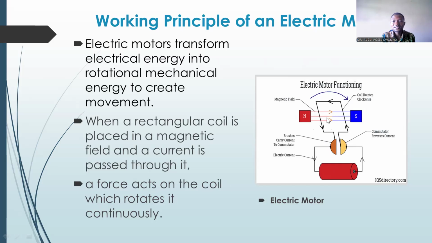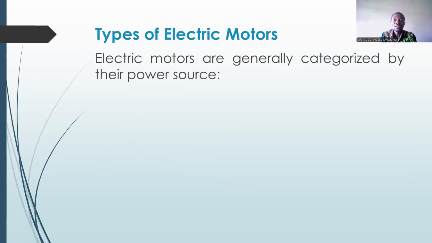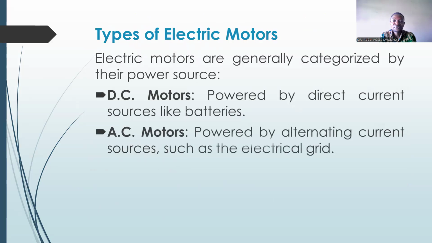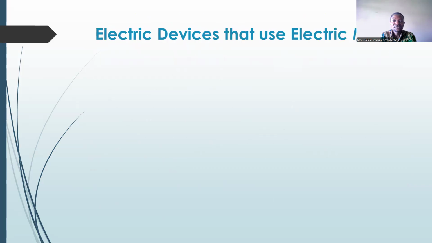And in that process, rotational mechanical energy is being produced. So the current supplied to the coil in the magnetic field causes it to rotate, producing rotational mechanical energy. So this is the working principle of an electric motor. We have different types of electric motor. We have the DC electric motor, which is powered by DC current sources like battery. We have the AC motor powered by alternating current sources like the electrical grid.